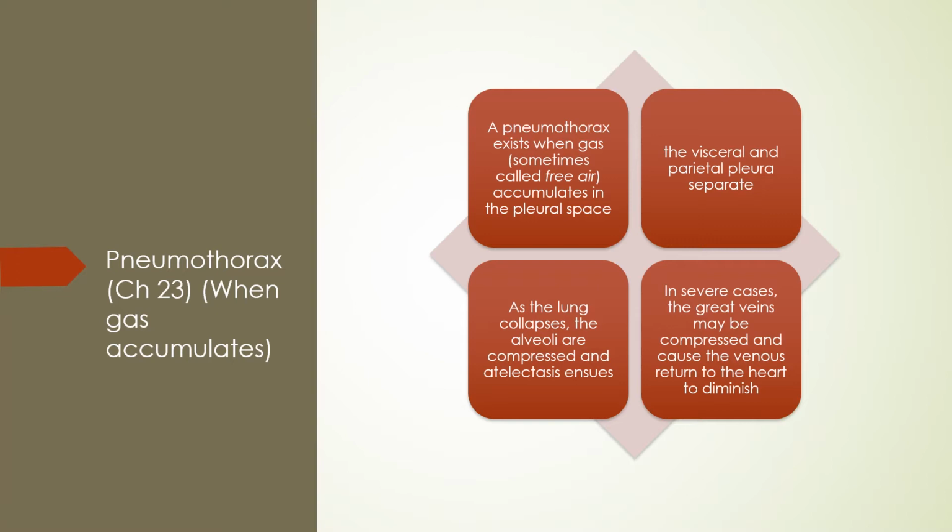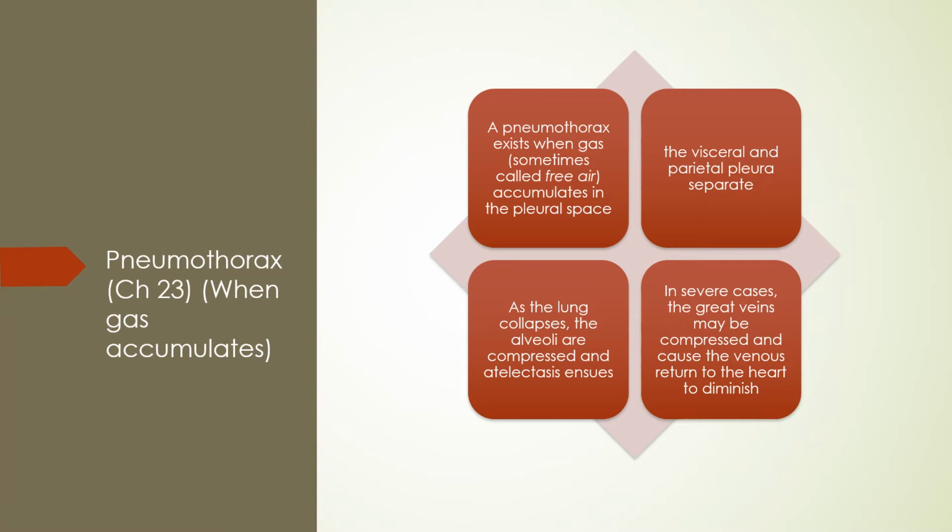All right, so this is chapter 23 in my book. This is when gas accumulates in the pleural space. Now remember, there's a bunch of things that can accumulate in the pleural space. There's chyle, there's pus, there's blood as a hemothorax, and pleural effusion, which is fluid, whether it's transudative or exudative. This is specifically gas accumulating in the pleural space.